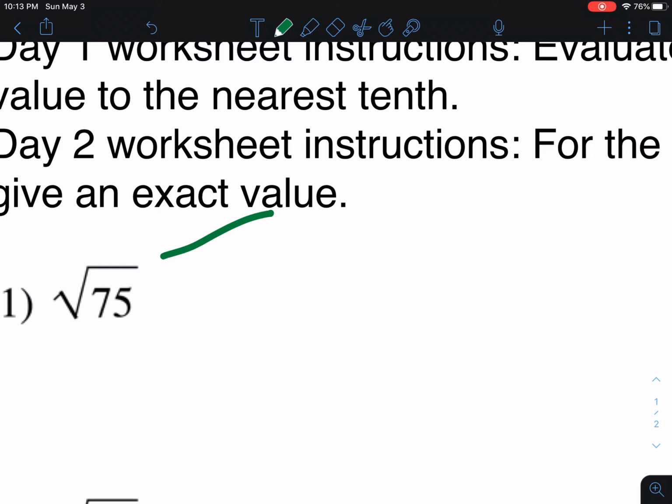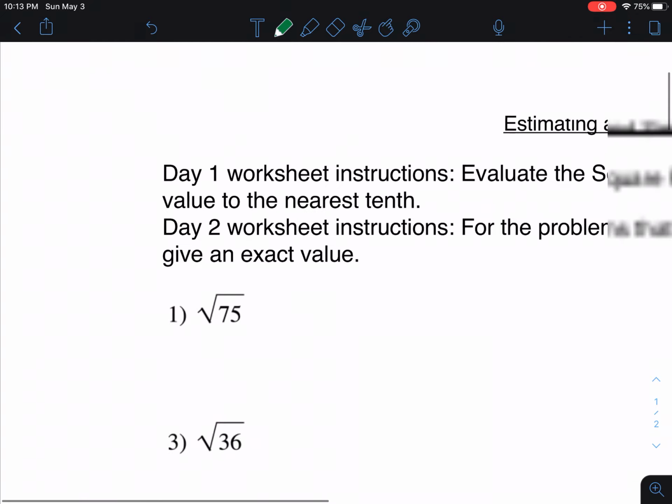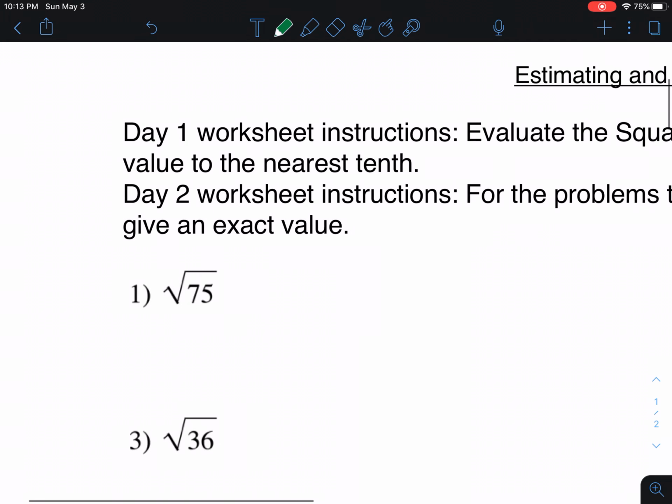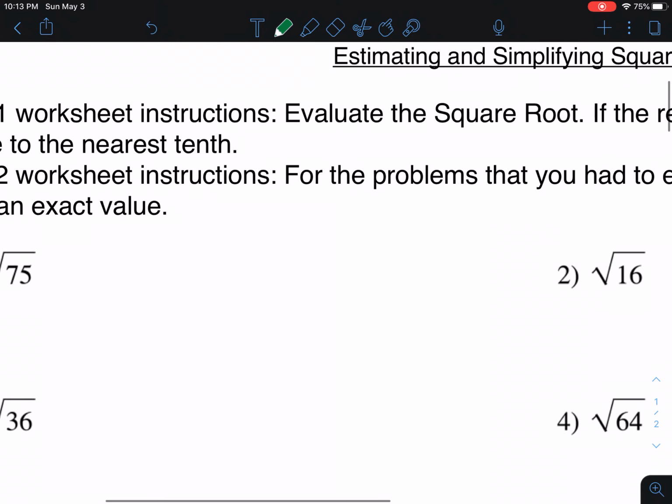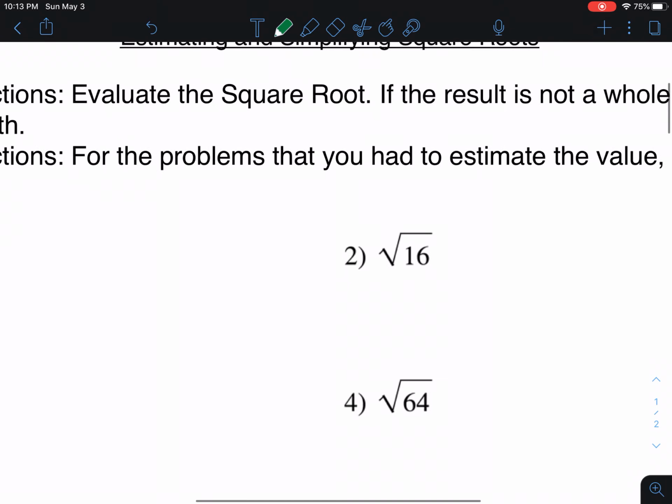So what we're going to do today for day one is estimate these to the nearest tenth. Now there's a couple of different ways we can go about doing that. So first off, I want to go over to number 2 because this is an easy one. The square root of 16 is just 4, so we would just write 4 and be done with that one.